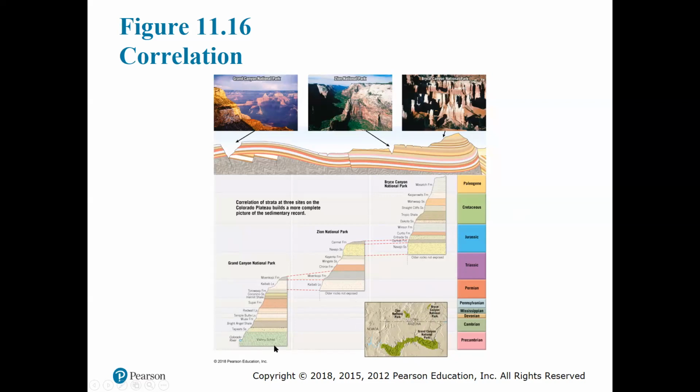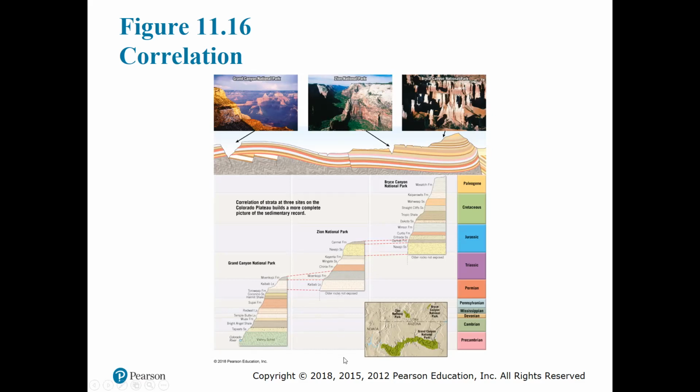And what we find is that we've got a lot of the same layers of rocks. They're just not all visible because of the difference in erosion and weathering. So if we look at Grand Canyon National Park, we look at the top few layers here that we see, the Kaibab limestone and the Moenkopi here, and we can see those exact same layers in Zion.